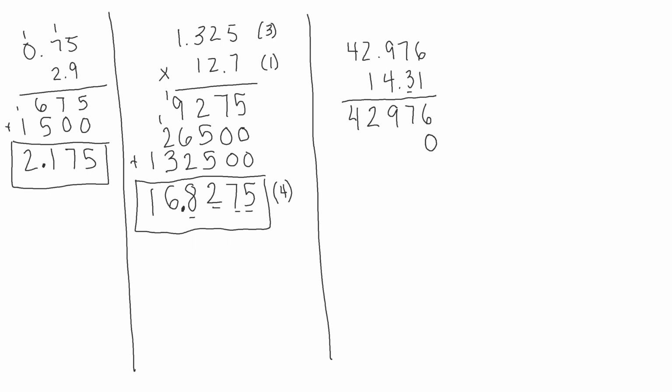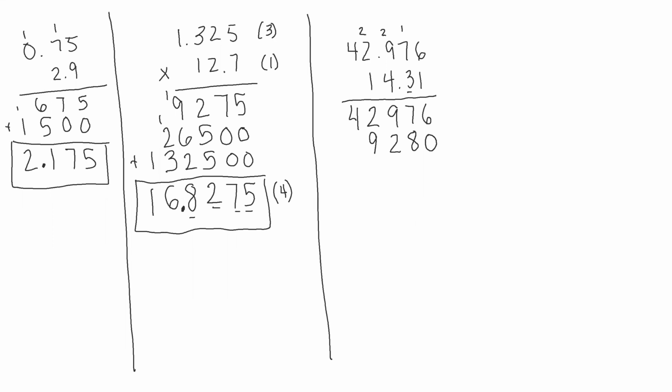So 3 times 6 is 18. Keep an 8, carry a 1. 3 times 7 is 21. 21 plus 1 is 22. So keep a 2, carry a 2. 3 times 9 is 27. 27 plus 2 is 29. So keep a 9, carry a 2.